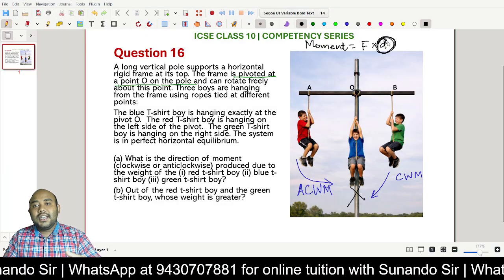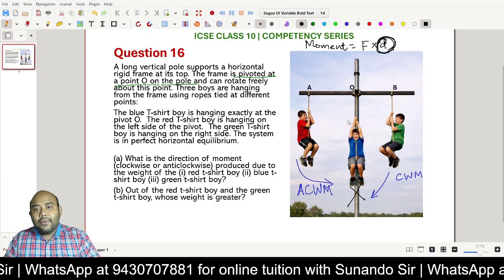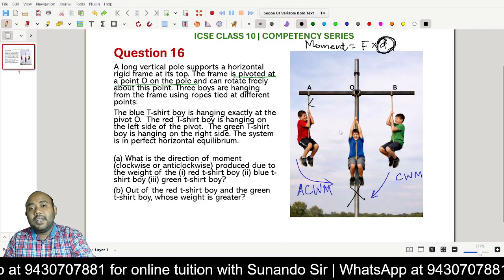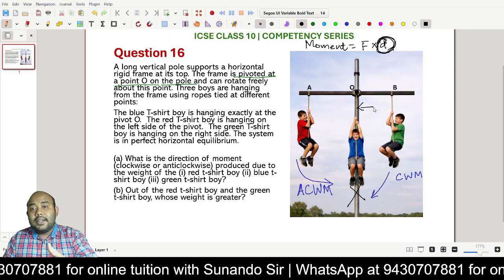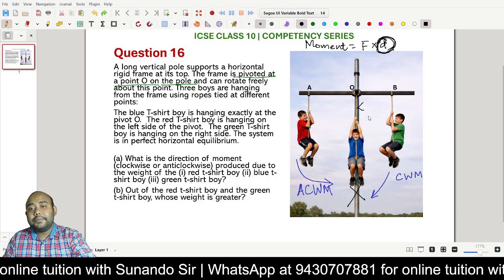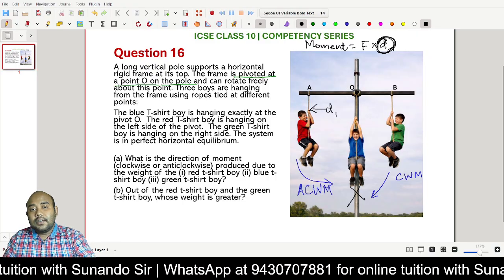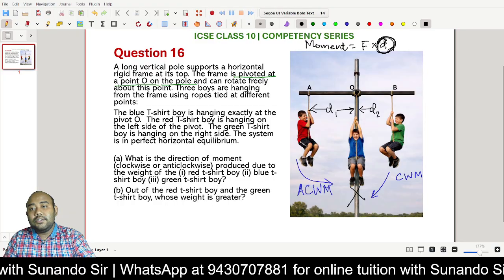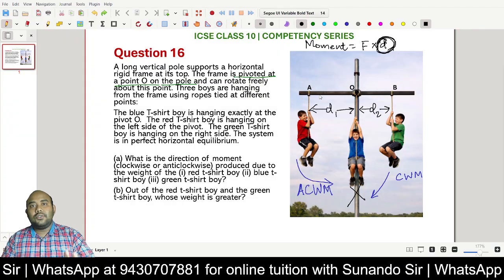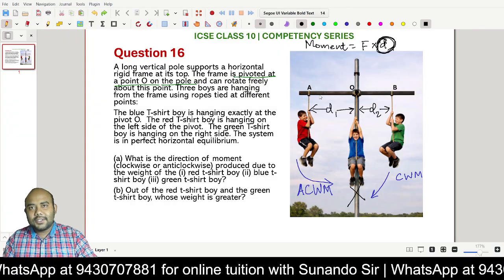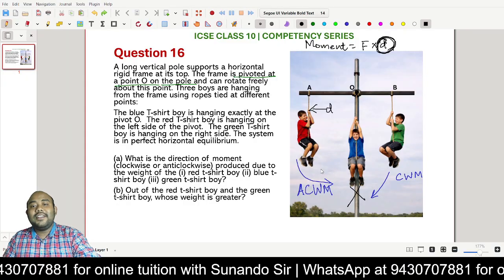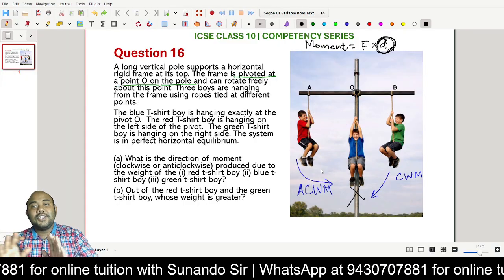So this d becomes 0 for the weight of the blue boy. Whereas in case of the weight of the red boy, this distance exists, the d exists. Similarly for the weight of the green boy, the distance d exists because this boy's weight is acting at some distance from the pivot. Although this d, let us call this d1 and let us call this d2, they are different. d2 is much smaller than d1, but then d exists. So anti-clockwise moment and clockwise moments exist. But in case of the weight of the blue boy, it is not at any distance from the pivot.